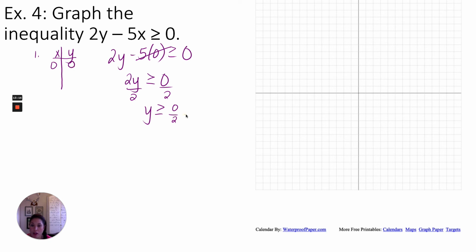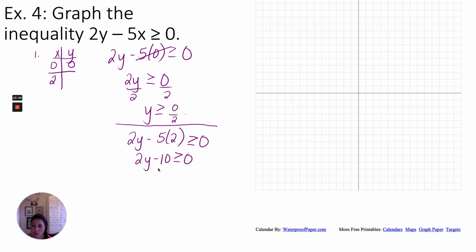Okay, this is an undefined line, right? So I need to find one more point. Remember the crisscross method. I am going to substitute the value of 2 in for x. So when x is 2, let's figure out what y will be. So 2y minus 5 times 2 is greater than or equal to 0. This is 2y minus 10 is greater than or equal to 0. I add 10 to both sides. And I get y is greater than or equal to 5.